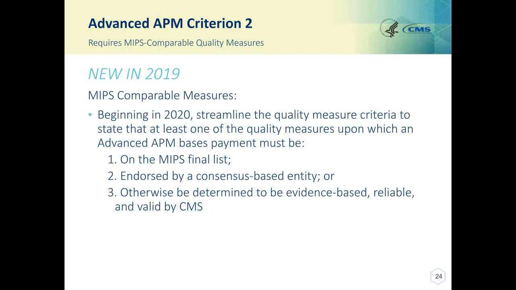And then we also talk about what it means to be MIPS comparable. Beginning in 2020, we streamlined the quality measure criteria to state that at least one of the quality measures upon which an advanced APM bases payment must be on the MIPS final list, endorsed by a consensus-based entity, or otherwise determined to be evidence-based, reliable, and valid. So if you see a measure that we're asking you to report on in your advanced APM and it's not on the MIPS final list, it is not endorsed by a consensus-based entity, then you can also look at the determination of its evidence base, its reliability, and its validity by CMS. So one of the 3 must be met. Next slide, please.